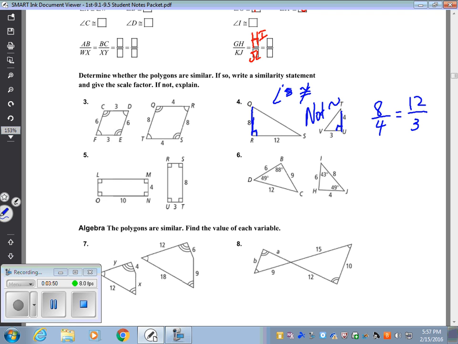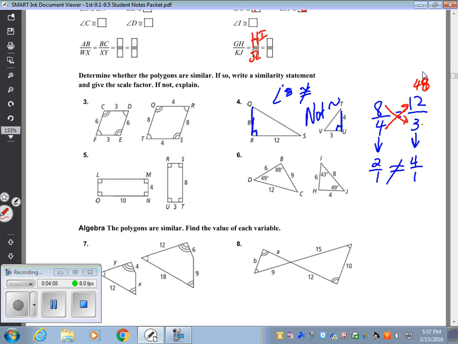And then I can do two things. I can look at the ratio. 8 over 4 can be reduced to 2 over 1. And 12 over 3 can be reduced to 4 over 1. And I see that they're not equal. Or if I wanted to, I can just cross multiply. 4 times 12 is 48.